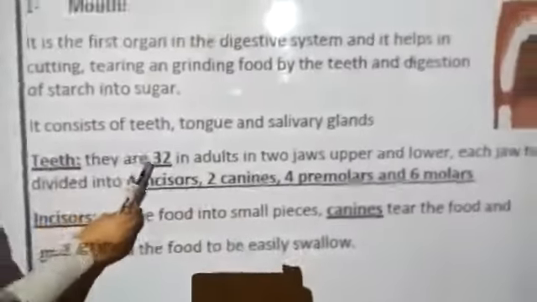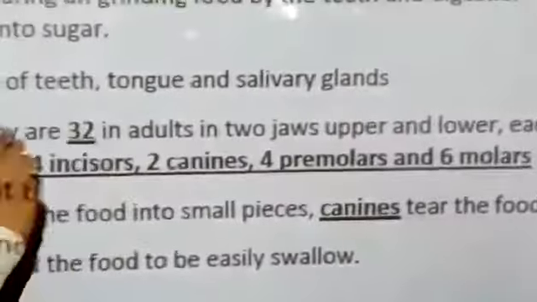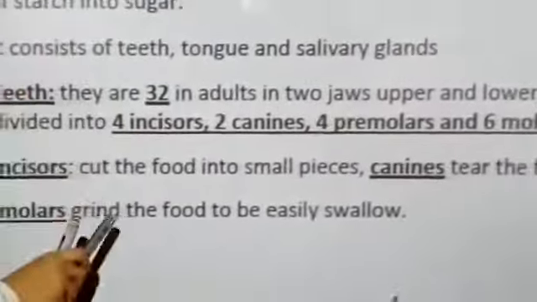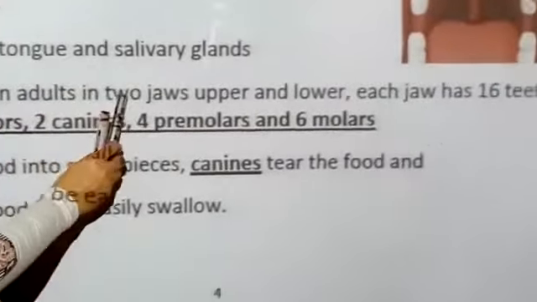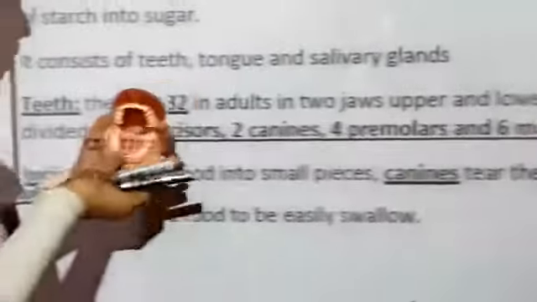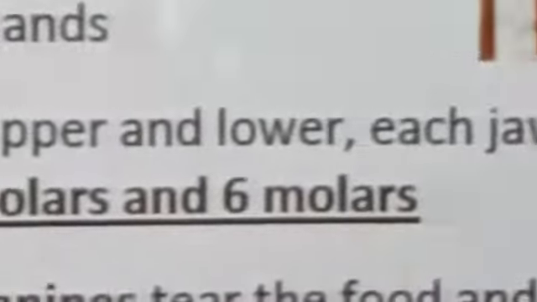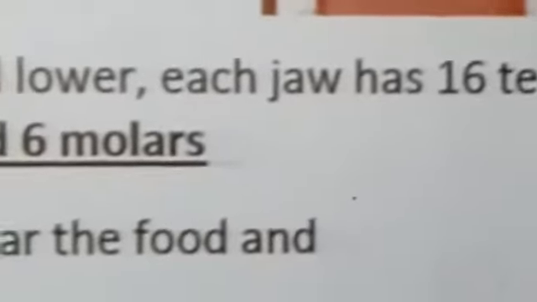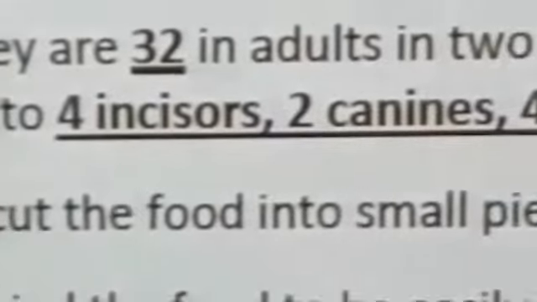They are 32 in adults. What about the children? Children have 20 teeth only. Okay, 32 in adults divided into two jaws, upper and lower. This is the upper jaw and this is the lower jaw. Each jaw has 16 teeth. So here we have 16 teeth and here we have 16 teeth.